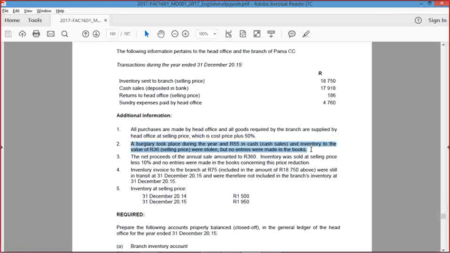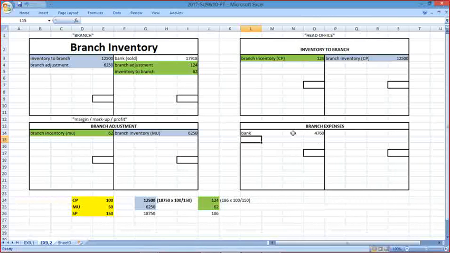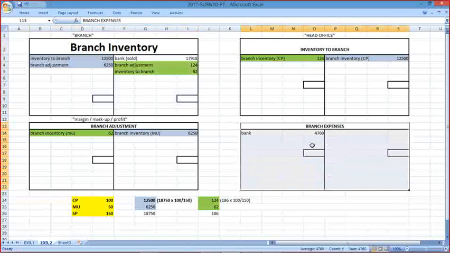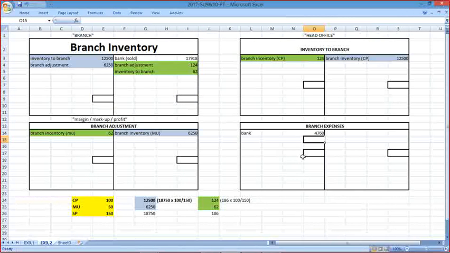Okay, so cash went down, so that'll be bank. Whose cash? The branch's cash. So this isn't bank because bank is for the head office. So do we record it as an adjustment or as an expense? Adjustment. The burglary took place at the branch. So we would credit the adjustment account. No, it's not profit that was taken. So it's branch expenses and branch inventory. That's where you'll show the cash that's taken, because it's the operations of the branch.